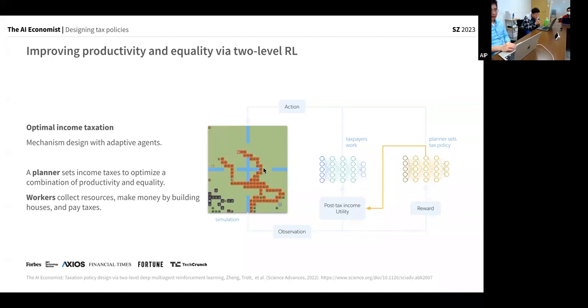The government and the workers are all, again, controlled by these neural networks. But the special feature here is that this yellow neural network is the government. When the government changes the tax rates, it is actually affecting the reinforcement learning problem for the workers. So in more jargon, this is a mechanism design problem with adaptive agents. The mechanism is the set of taxes that influence the reward function for the RL agents.